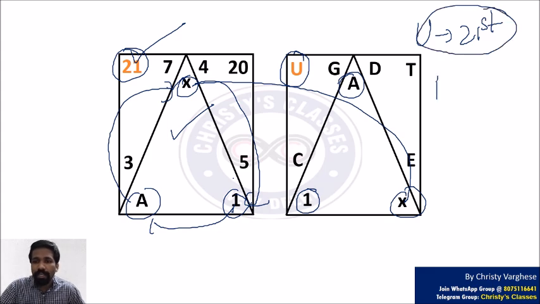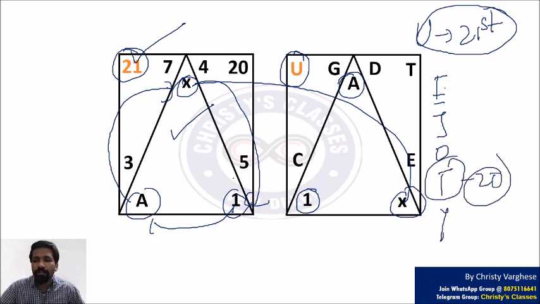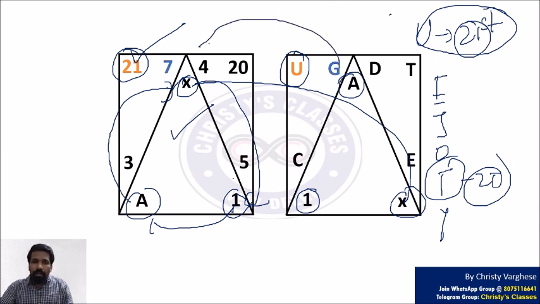Again, how to understand it fast? The code I taught you, EJOTY. T is 20, T is 20 means TU, so 21, you can count it fast. You don't have to waste your time from A, B, C, D up to U. So, U is 21. Same way, G is 7. D is 4. T is 20. C is 3 and E is 5.